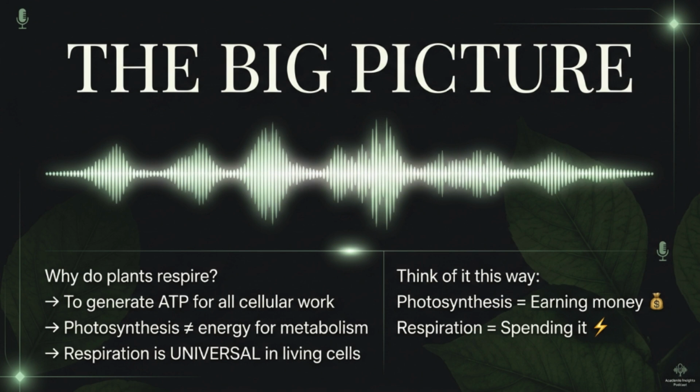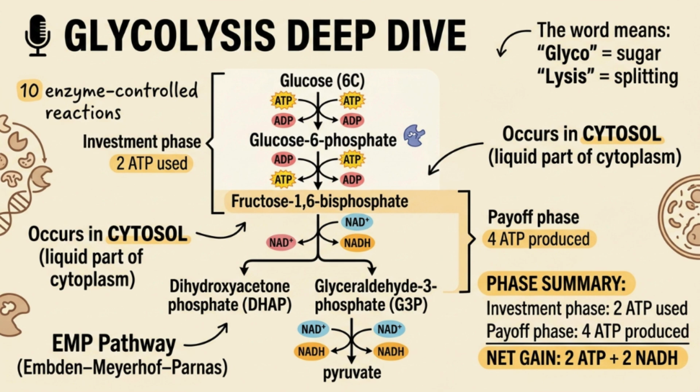Why do plants need to respire if they photosynthesize? Here's the key insight. Photosynthesis makes glucose and stores energy in chemical bonds, but that stored energy isn't directly usable for cellular work. The cell needs ATP, the actual energy currency. Respiration is what converts glucose into ATP. Think of it this way. Photosynthesis is earning money. Respiration is spending it. And just like you spend money 24 hours a day, respiration happens continuously, day and night, in every single living cell of the plant.